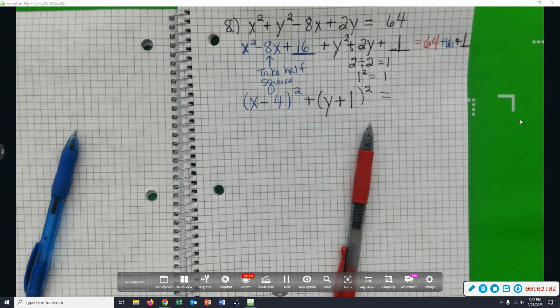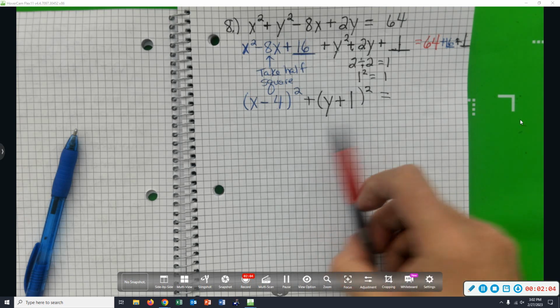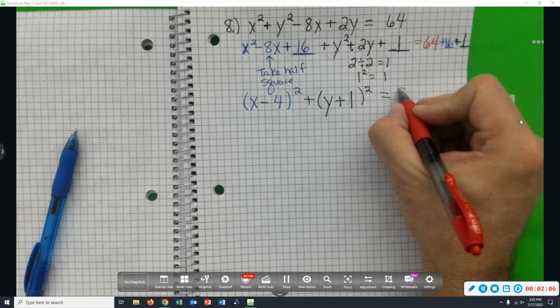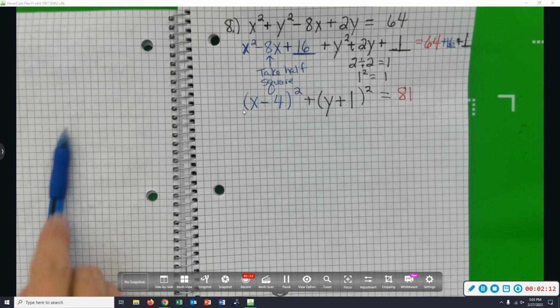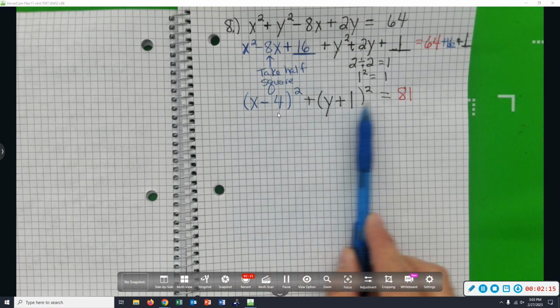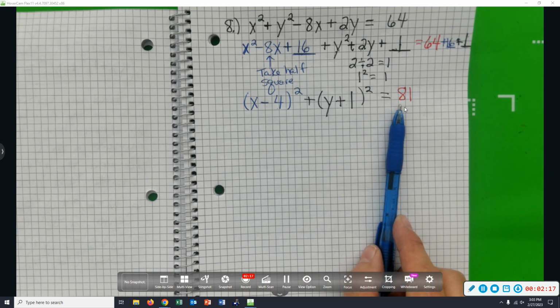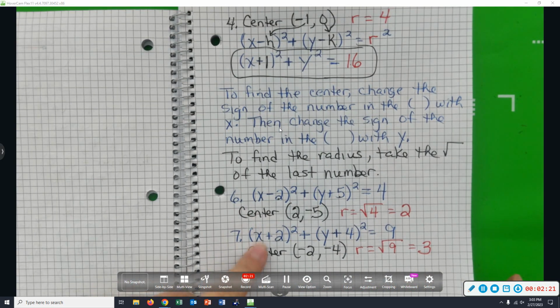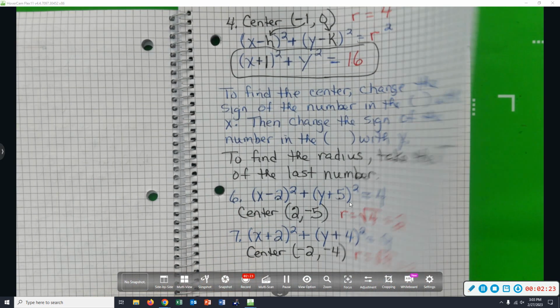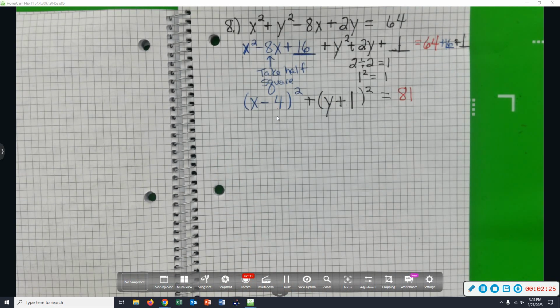Y'all caught up with me? 81, okay. Now, what have we accomplished? Well, is it in the form we need it to be in so we can easily find the center and radius? Do we have the problem written so it looks like problems 6 and 7? Yeah. Now we can find the center and radius just by saying change the sign, square root.